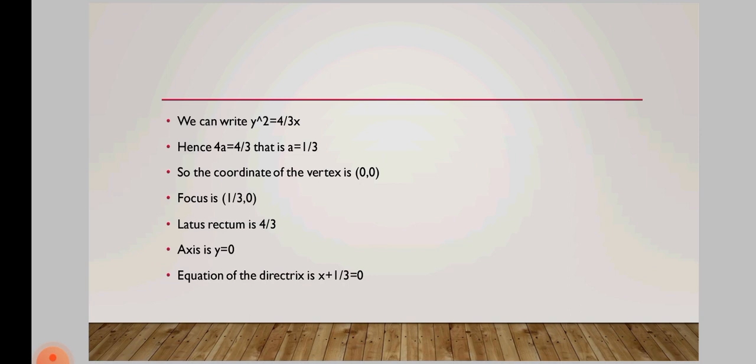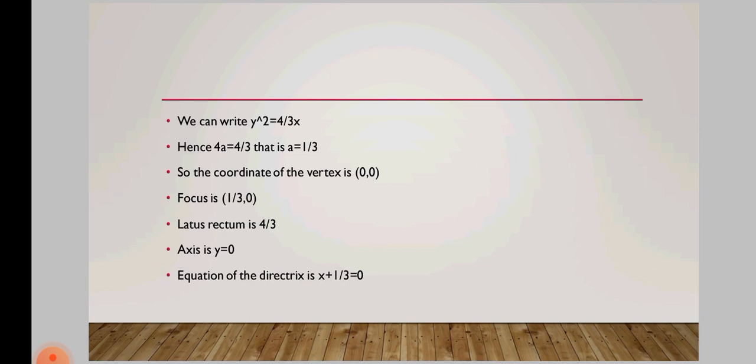From the form of this parabola y square is equal to 4x, we know the vertex is always the coordinate (0, 0), and we know that if a parabola has the equation y square is equal to 4x, its focus is (a, 0). So what is a here? A is 1 by 3, so the coordinate of the focus is (1/3, 0), and the latus rectum is 4a. So it is 4 by 3, and the axis is the y axis, sorry, x axis.